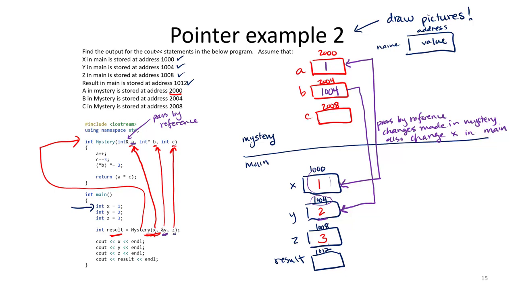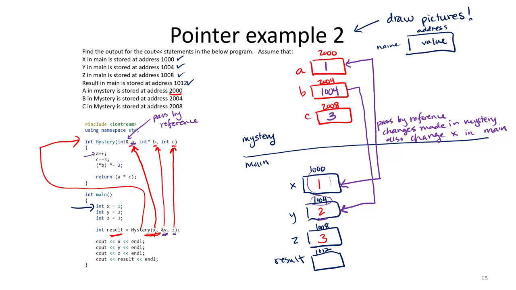Finally, I'm plugging in the value z, which is 3, plugging that in for c. Notice there's no pass by reference, no pointer here, so I'm just plugging in a copy of z into my variable c. Let's now run the code in our mystery function.